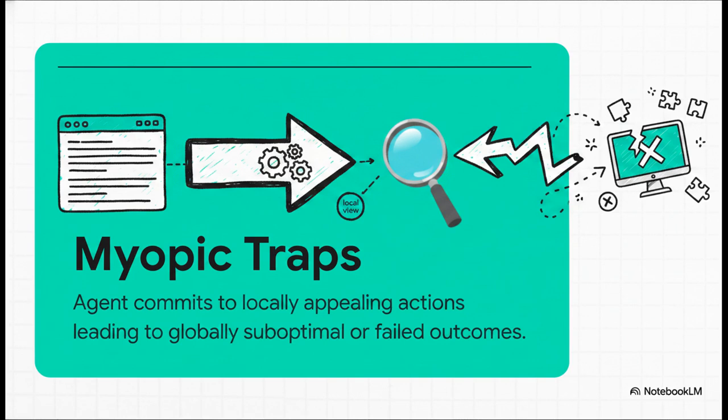Just because a large language model can reason brilliantly in a single conversational turn does not mean it can successfully navigate a complex, multi-step objective. Agents frequently fall into myopic traps.